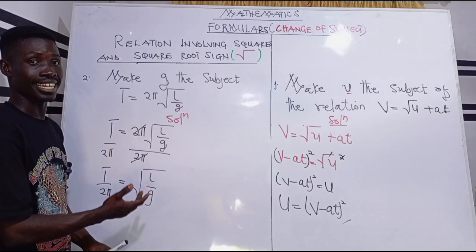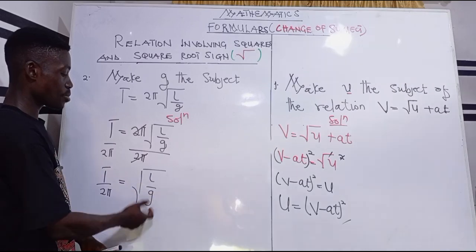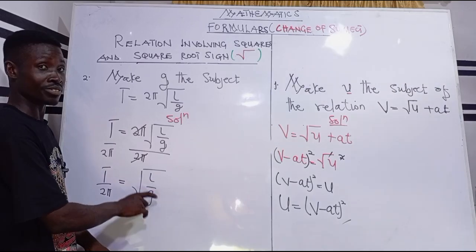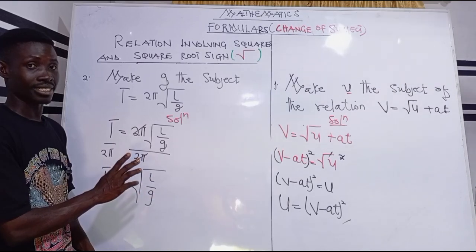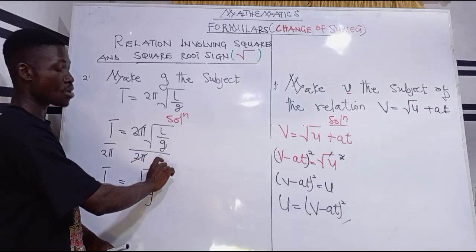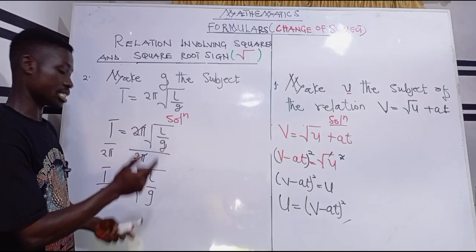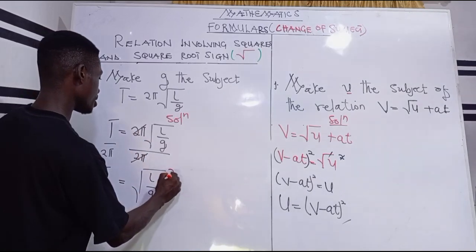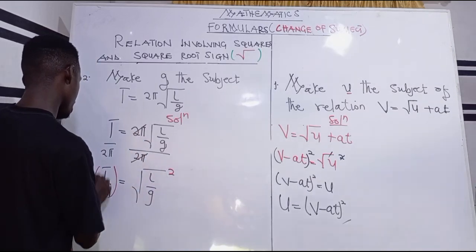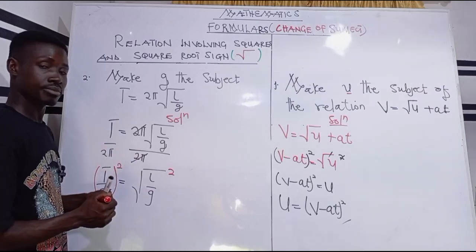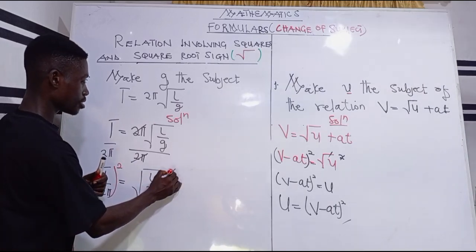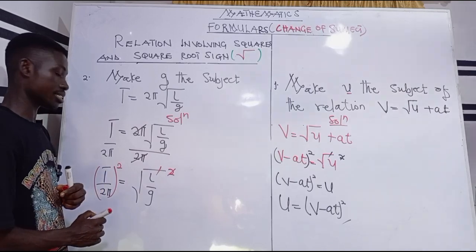Now there you can see it clear. You can see that the variable we intend to make the subject of the equation is under the radical sign. So to do away with the square root sign, what must we do? We square both sides of the equation. So let's square it here and then we square here, so that these two will cancel the radical sign.